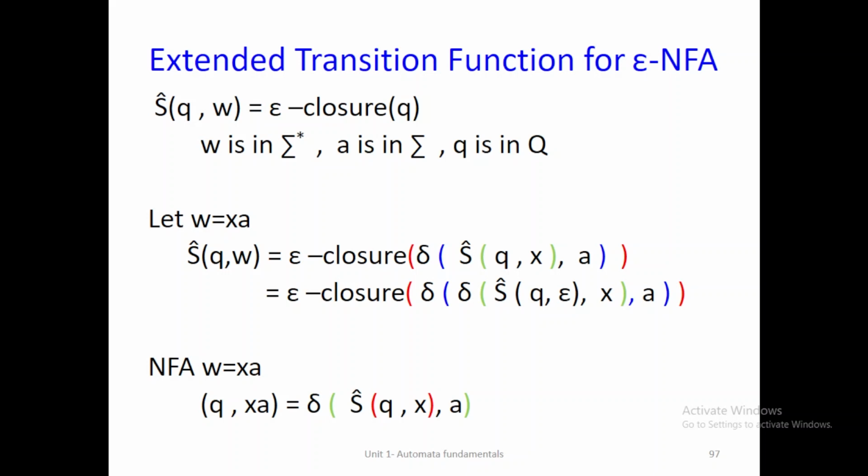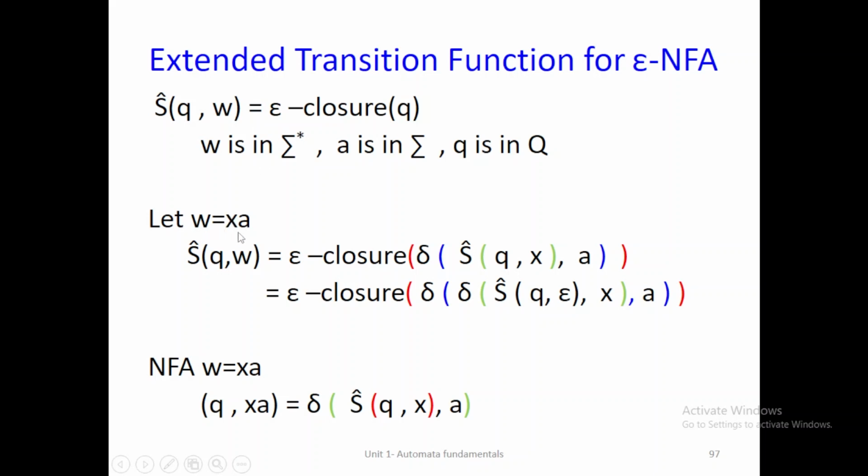So for that concept, how can you calculate the extended transition? This is the formula. The extended transition function notation is called tilde cap, so tilde cap of q comma w. Here w means a string, for which we calculate the epsilon closure value.